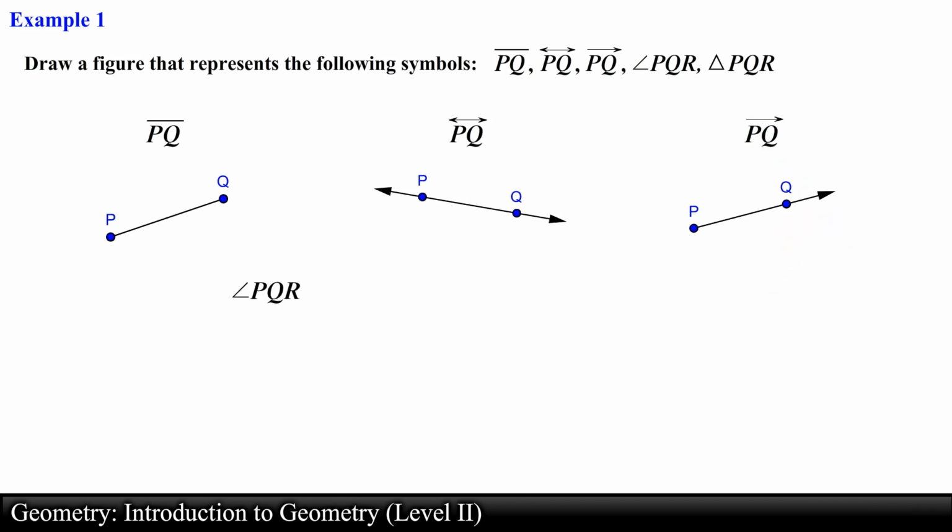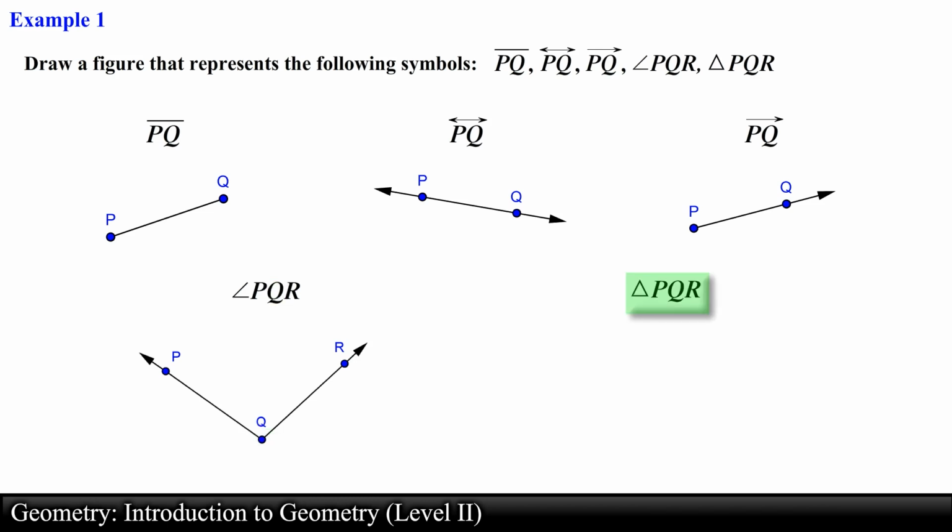The next symbol represents an angle. For the most part, we denote angles using 3 points. The middle letter always represents the vertex. So we go ahead and draw points P, Q, and R. Then we draw 2 rays, both emanating from the vertex Q, as follows. You need to make sure that the vertex is being represented by the middle letter, in this case, point Q. It is very important to pay attention to these little details.